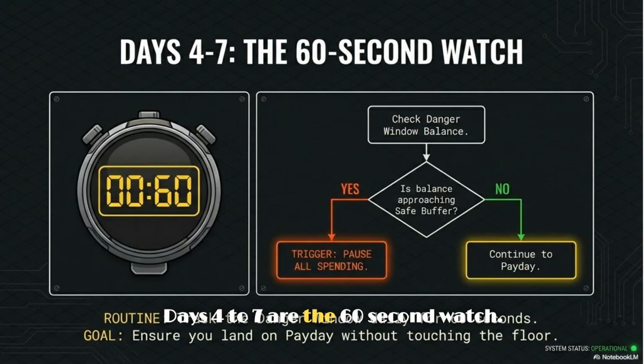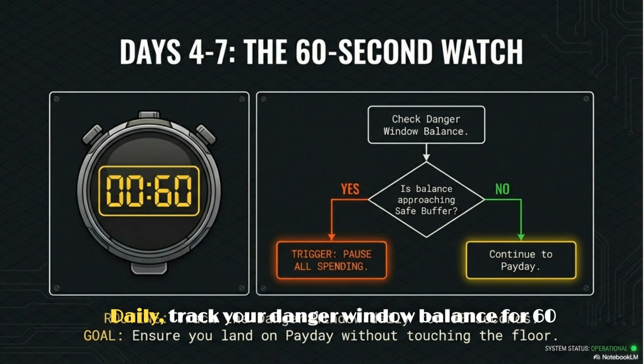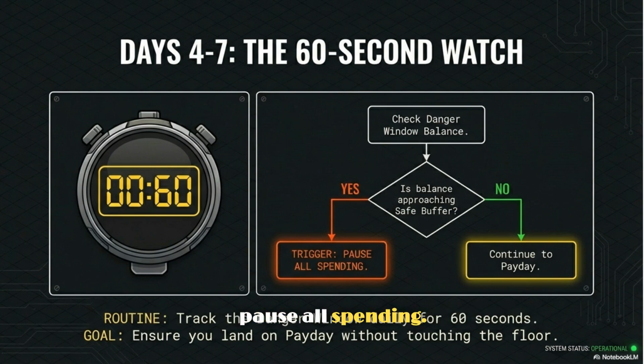Days 4 to 7 are the 60-second watch. Daily, track your danger window balance for 60 seconds. If your balance approaches the safe buffer, pause all spending. If not, continue to payday.